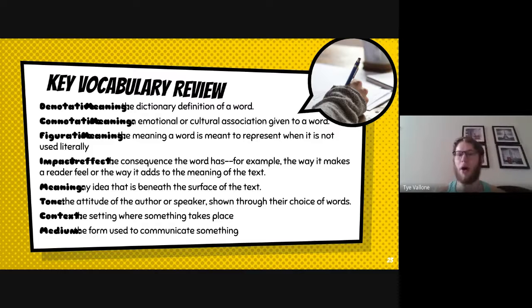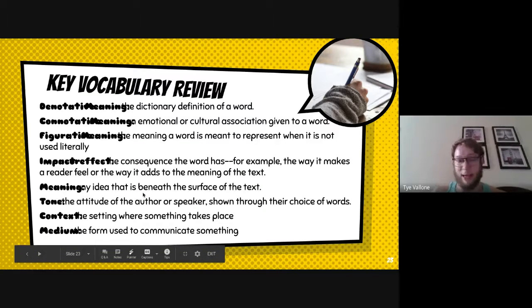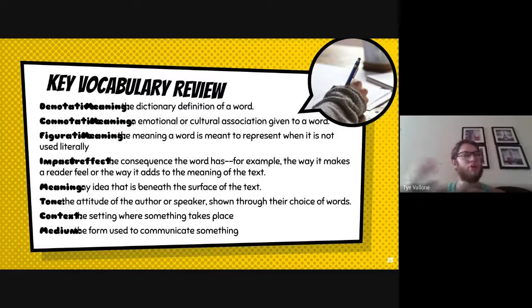It's raining cats and dogs. I slept like a rock. Things like that. The impact or effect is the consequence these words have, for example, the way it makes a reader feel, or the way it adds to the meaning of a text, how it adds to a theme or a symbol or something like that. The meaning of the text is the idea beneath the surface, like those symbols or those metaphors or the message the author wants us to get across.